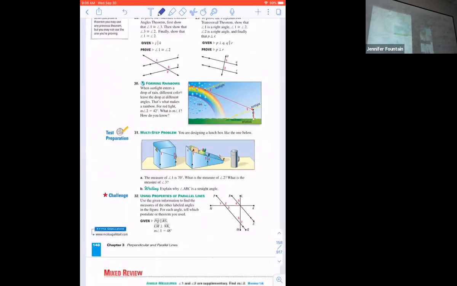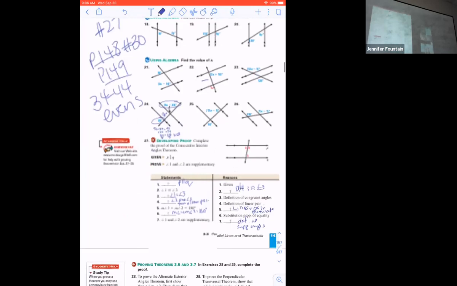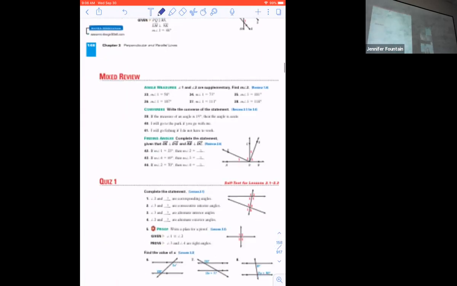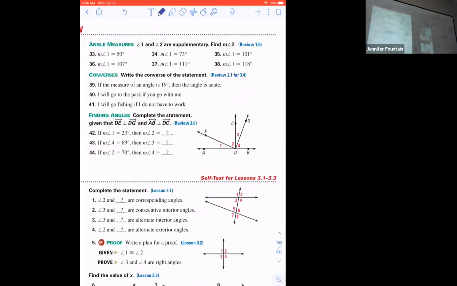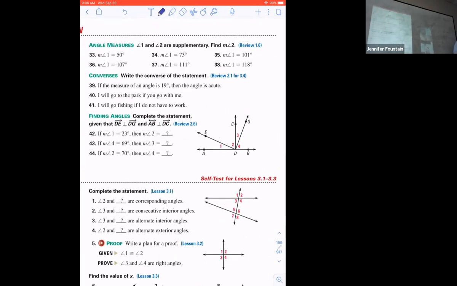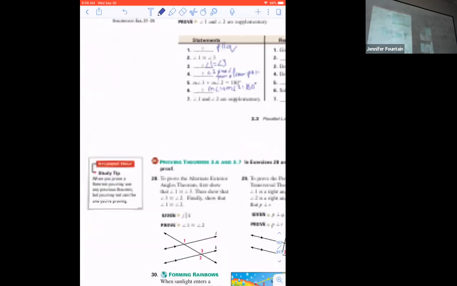Alrighty. Then 149, 34 through 44 evens. 149, 34. Okay, so angle measures. Angle 1 and 2 are supplementary. Find the measure of angle 2. Number 34, what is the measure of angle 2? 107 degrees. Number 36, what is the measure of angle 2? 73 degrees. 38. 62 degrees. 180 minus 118 would be 62 degrees. And then how far did I say to go? 40 to 44.